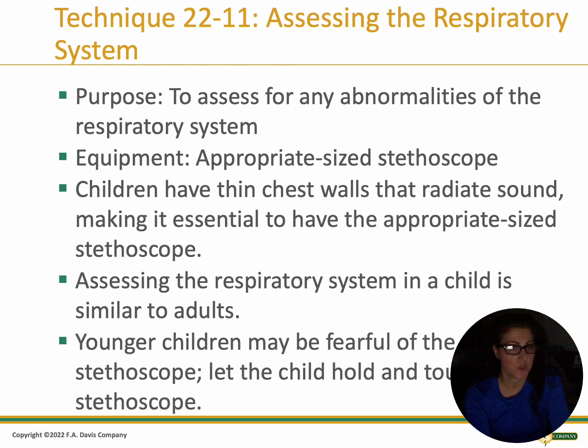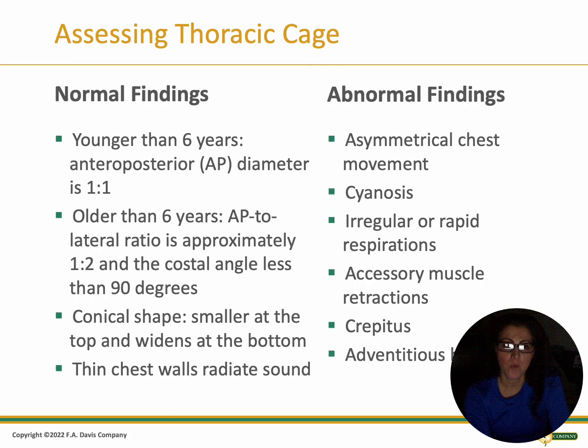You would assess the respiratory rate, no different from how you would with an adult. With children, an anterior posterior diameter younger than 6 years is usually a 1:1, whereas as they get older, it becomes a 1:2 ratio. If they're younger than 6, it's a 1:1. I'm sorry.